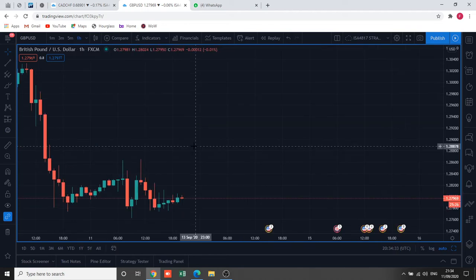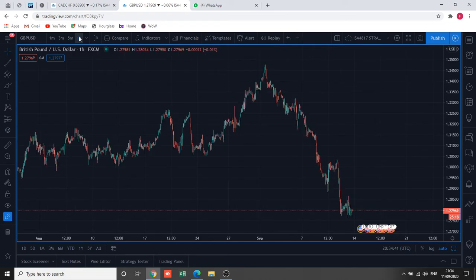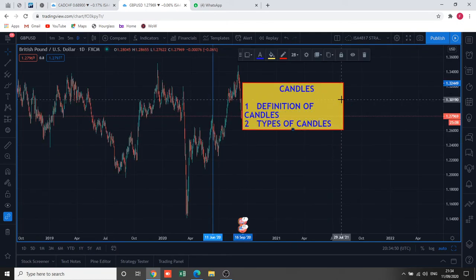Now, going into our candles. So we want to study our candles. Let me get my write-up here. Let me reduce this.